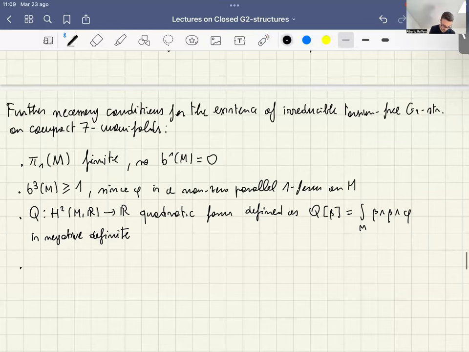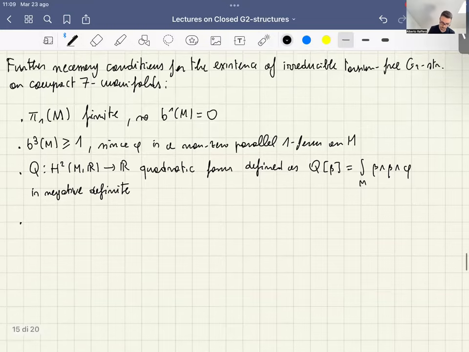And again, these are just some remarks. Of course, the details have to be filled in a proper way. And finally, the real first Pontryagin class of the manifold.